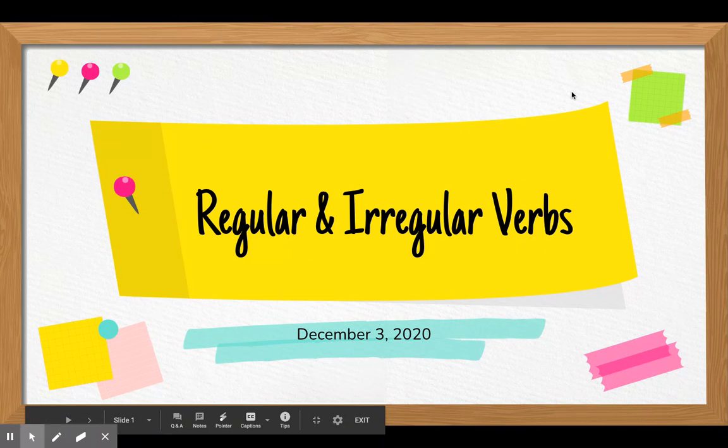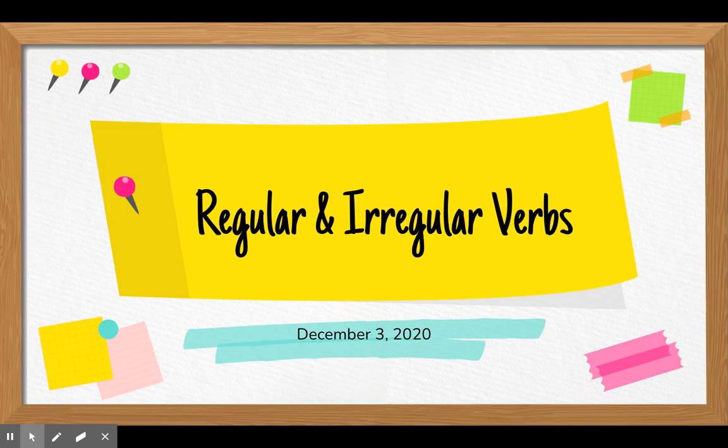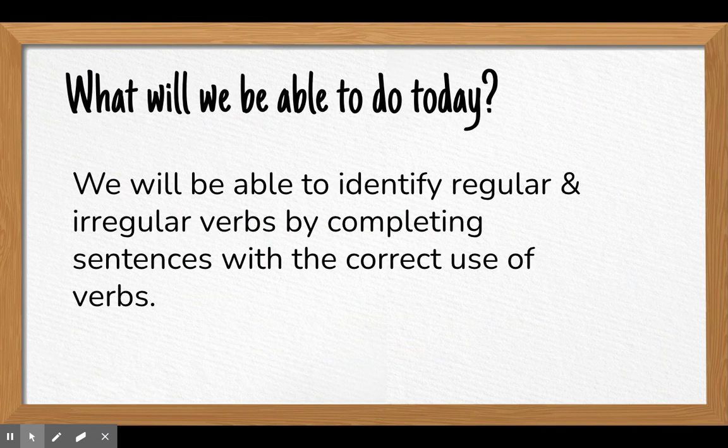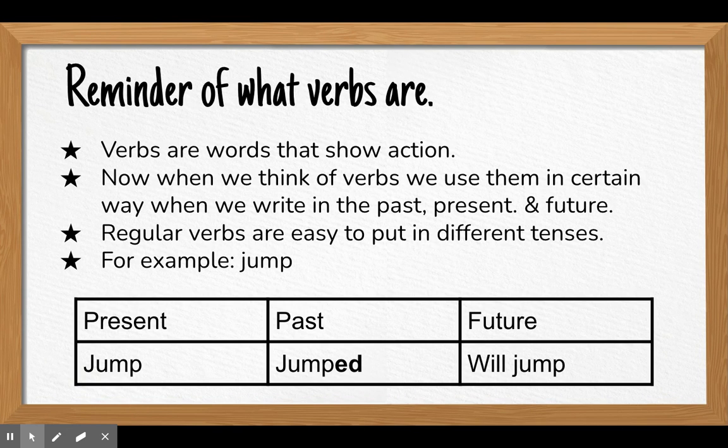Today, for your writing lesson, we're talking about regular and irregular verbs. So, what are we going to be able to do today? Today, we're going to be able to identify regular and irregular verbs by completing sentences with the correct use of verbs. So, let's have a quick reminder of what verbs are.